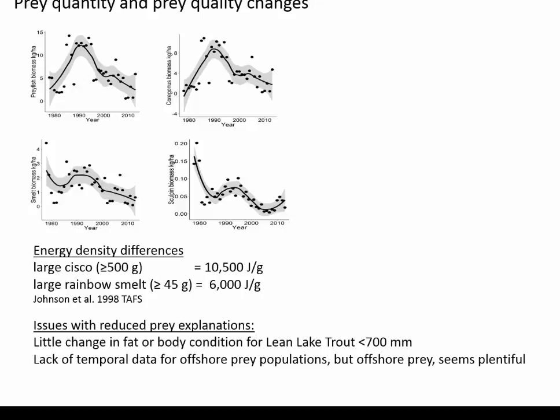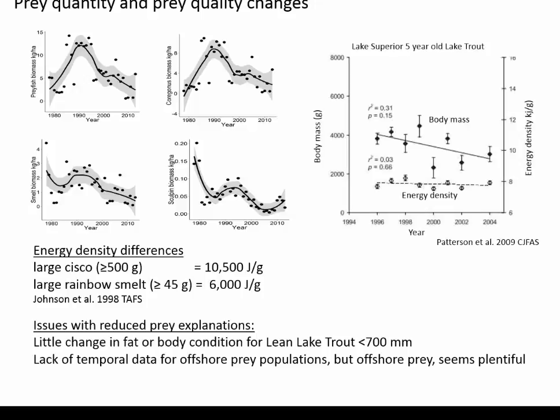There's a few issues with the reduced prey explanations. There's little change in fat or body condition for lean lake trout less than 700 millimeters. And there's a lack of temporal data for offshore populations, but the data that we've gotten in our recent survey that we've done for 5 years now shows much more prey, 5 times the amount of prey available on offshore as compared to nearshore waters.